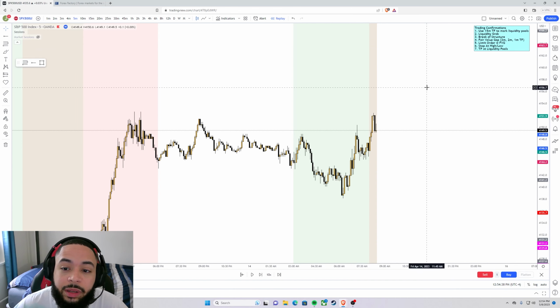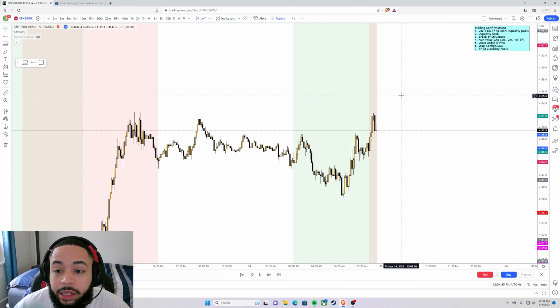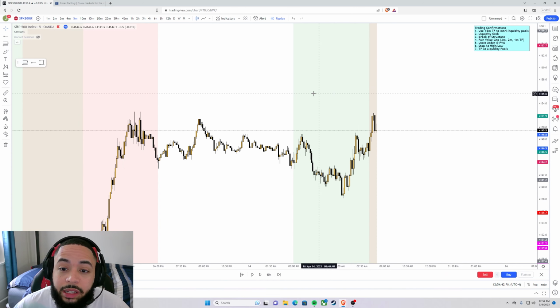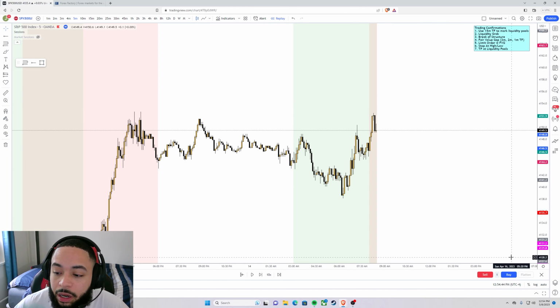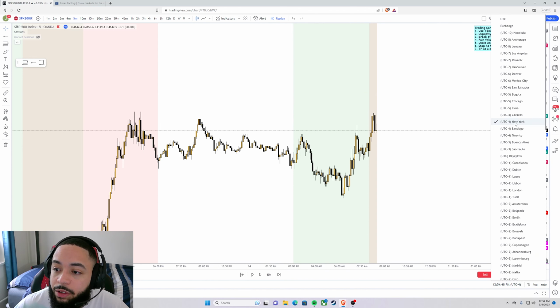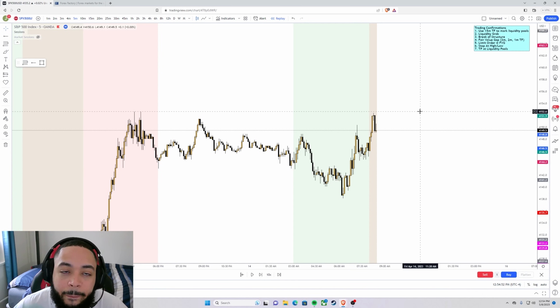So the very first step that I'd like to do is first highlight to you guys that I'm trading New York time. So if you want to adjust your time zone at the bottom, right, you want to select New York time zone. The reason for this is because the market moves in algorithm, right? So just time and price, certain things happen at certain times of the day.